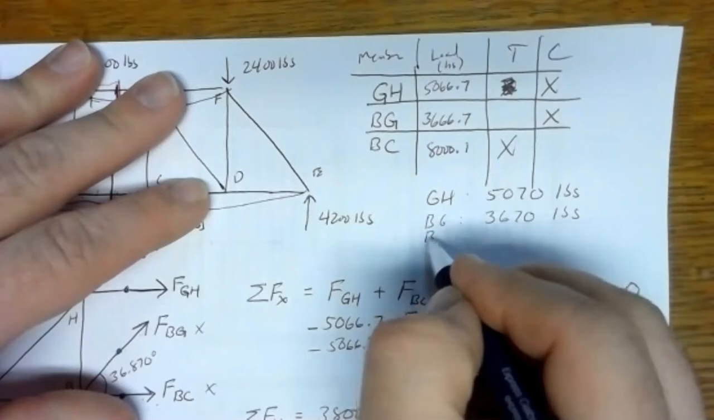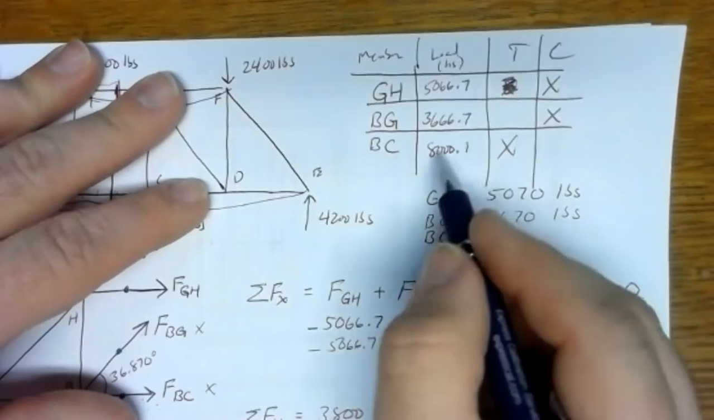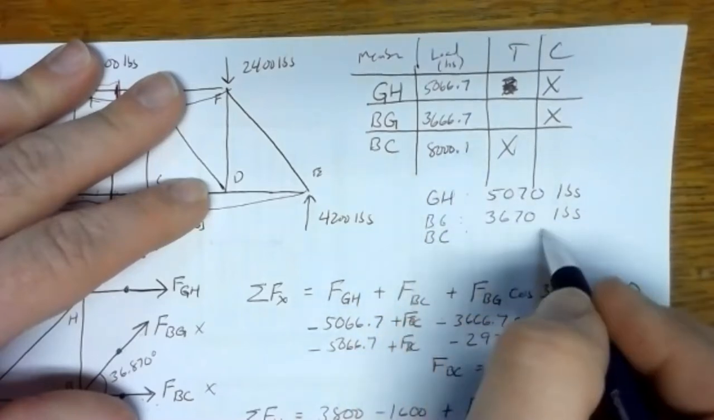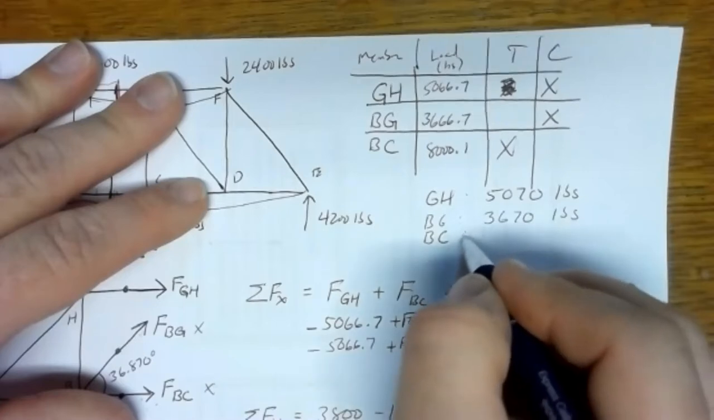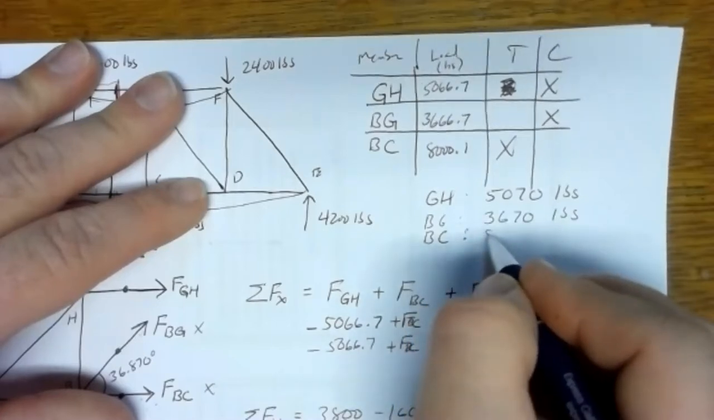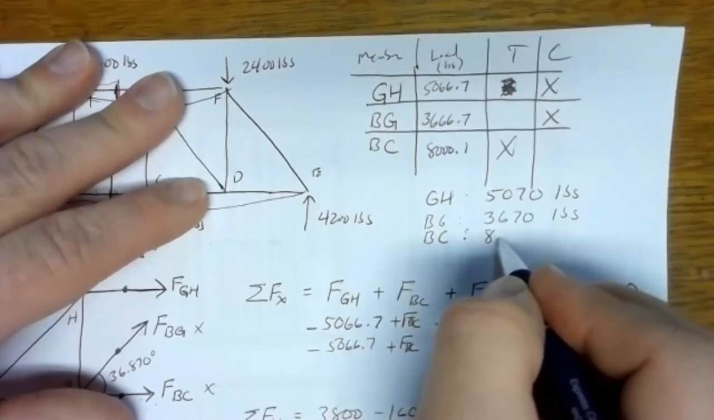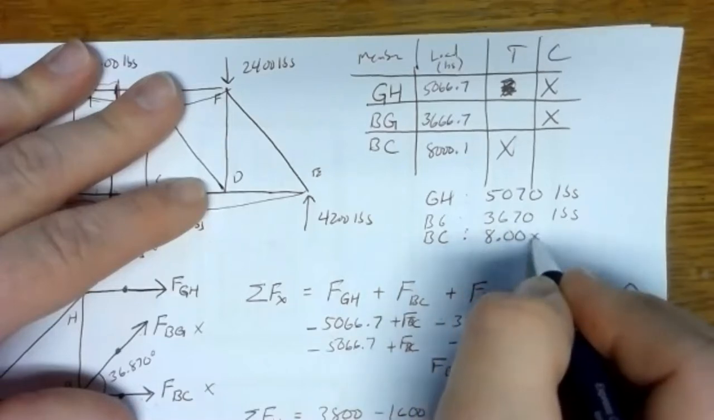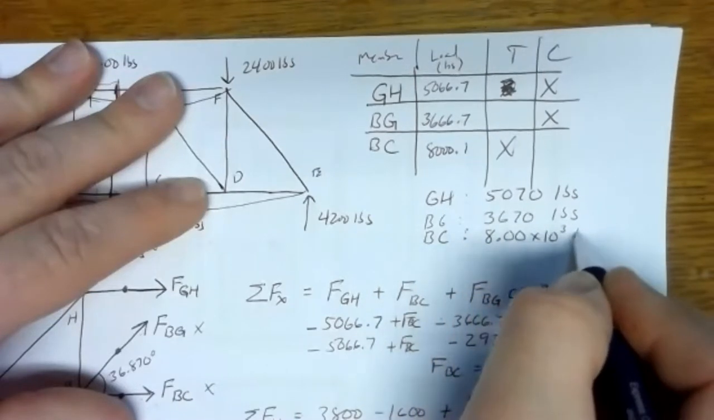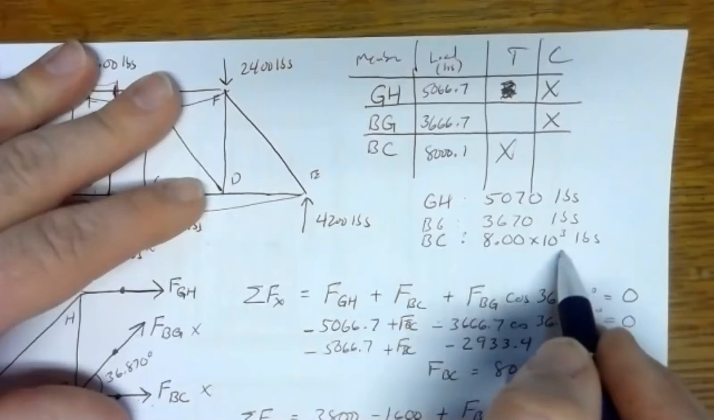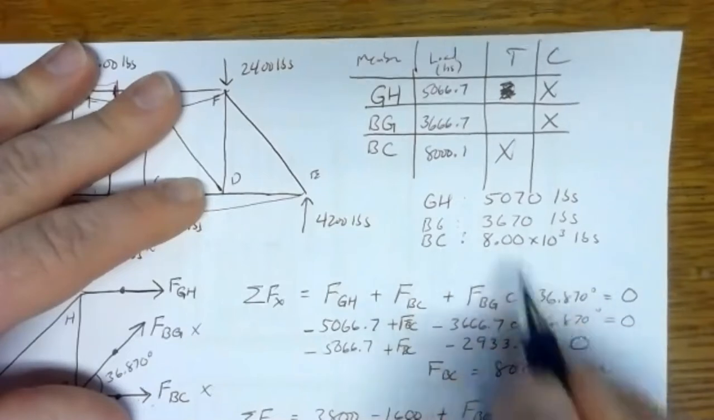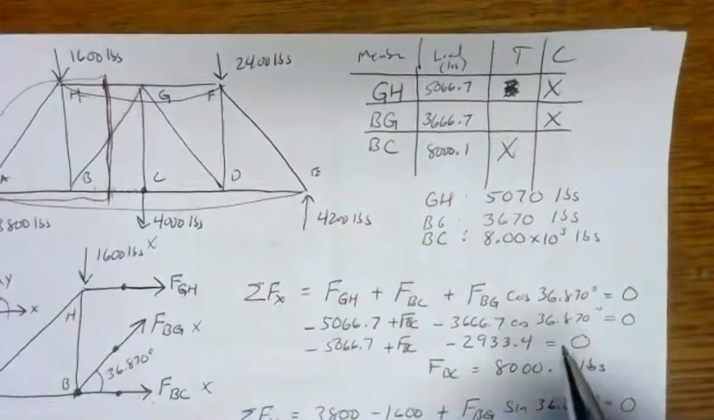And for BC, we'd have to be a little more careful. If we just said 8,000, that would be only 1 sig fig. If we said 8,000 with a decimal point, that would be 4 sig figs. About the only choice you really have here is to write this in scientific notation and say it's 8.00 times 10 to the third pounds. That way we've definitely got the 8,000 value, but we've got 3 sig figs. So be careful of that when that comes up.